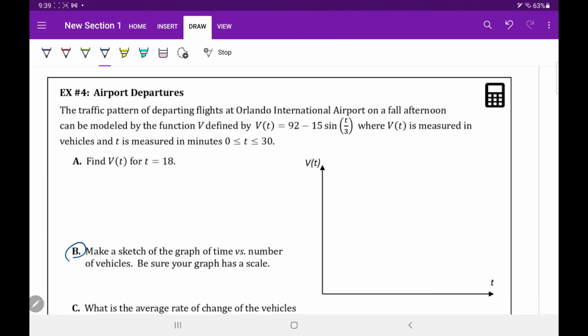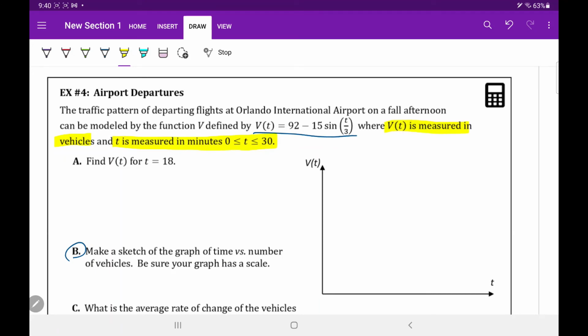So let's read this. The traffic pattern of departing flights at Orlando International Airport on a fall afternoon can be modeled by the function v, defined by v of t equals 92 minus 15 sine of t over 3, where v of t is measured in vehicles and t is measured in minutes. Let me use the highlighter. t is measured in minutes, v of t is measured in vehicles.